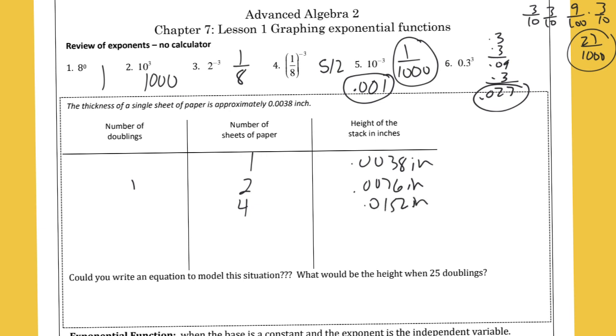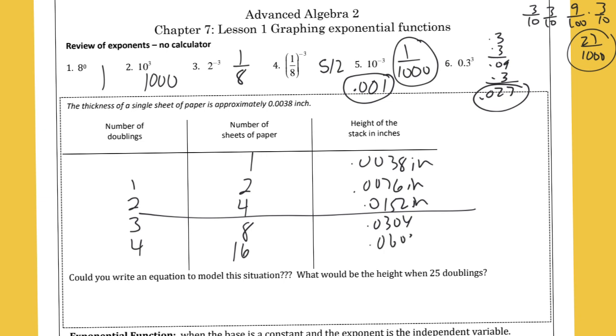0.0152 inches tall. Okay, so let's think about, the more times you double, you get twice as many pieces of paper tall, and you double the height of your stack. So 0.0304. And then 16 sheets of paper, so that'd be 2 doublings, 3 doublings, 4 doublings, etc., is going to be 0.0608. What if you double the original piece of paper 25 times?